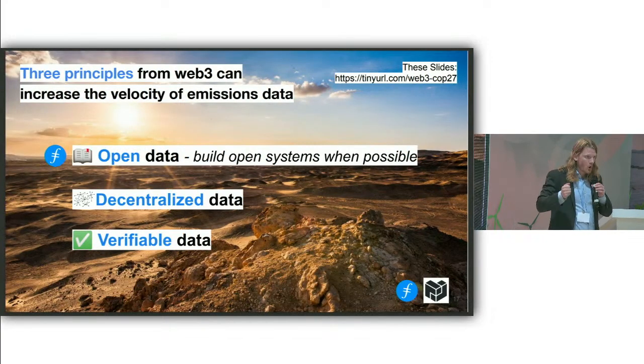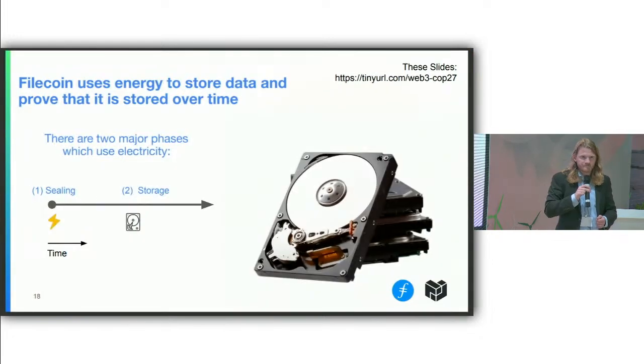So we want to build open systems when possible. And I'm going to talk about an example of that from our work decarbonizing the Filecoin blockchain. So when you store data on Filecoin, the operator, the node in the Filecoin network, has to prove to you that they are continuing to store your data over time.